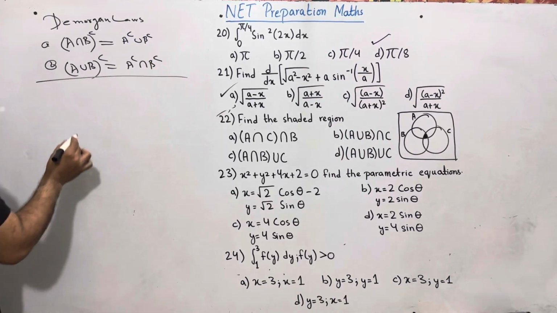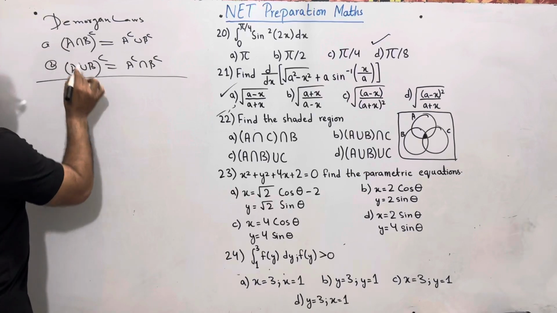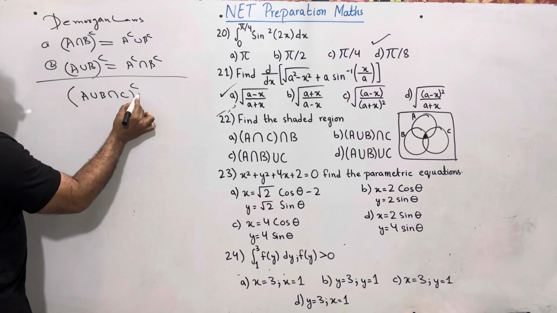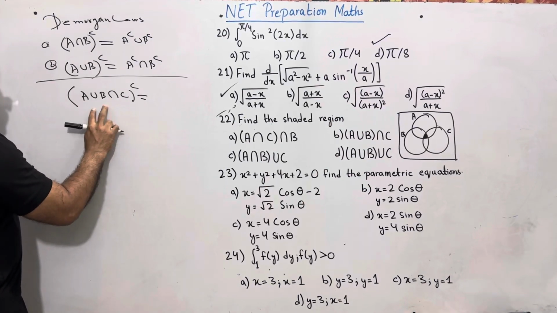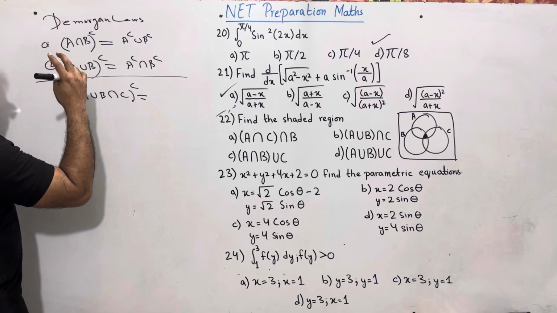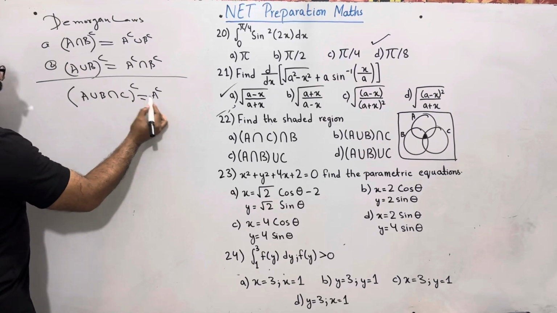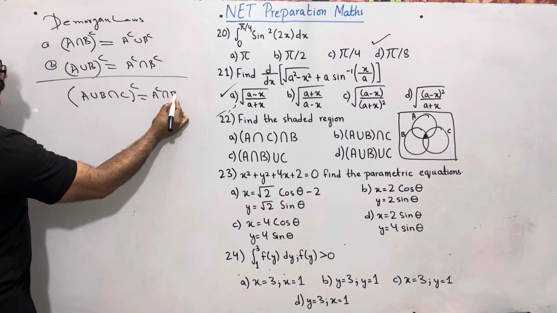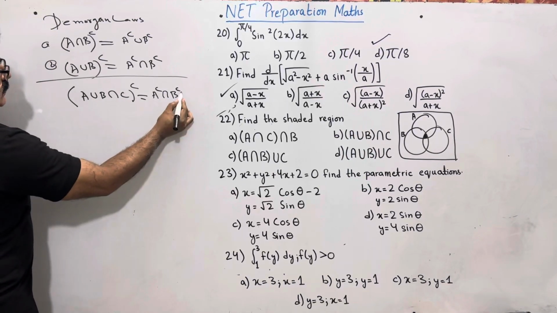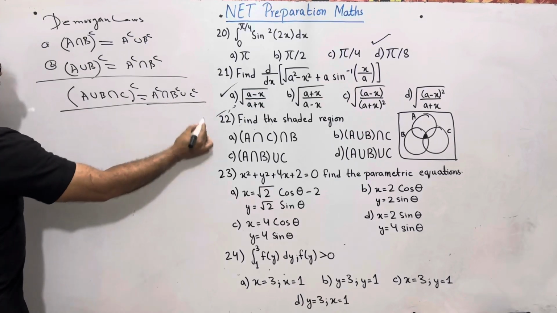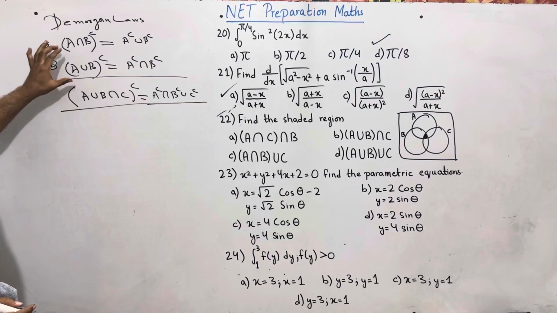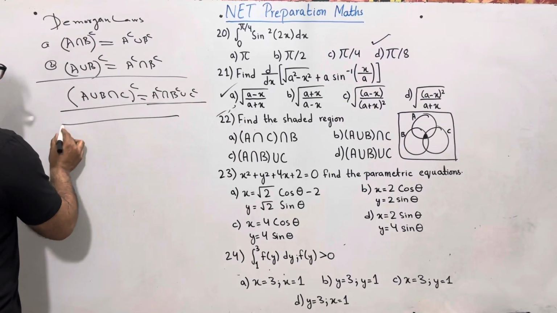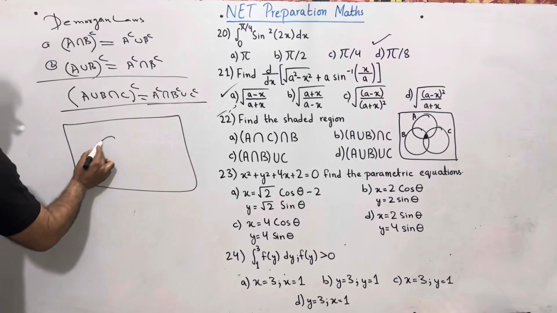I used to write MCQs joining them together as A union B intersection C whole complement. The combination of both De Morgan laws: individual complement, union turns to be intersection, intersection turns to be union. A intersection B complement, union C complement, that is equal to this one. The simple application of De Morgan law. Now our question says that we have been given a Venn diagram of three sets.